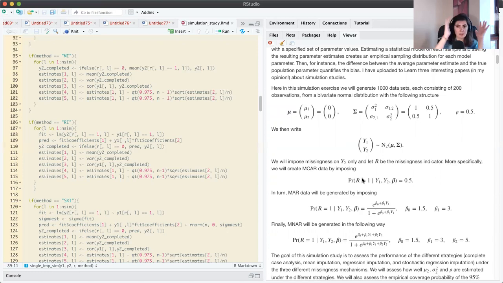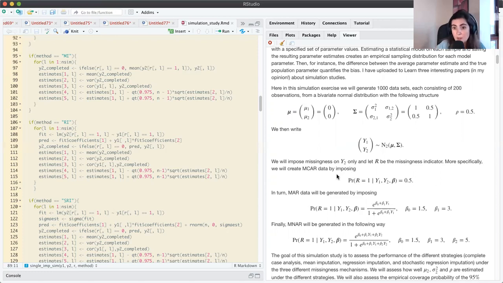Okay, so we generate 1000 datasets, many datasets. For each dataset, we will impose missingness. So we will have an R indicator for each dataset that we have generated, and then we will apply our methods to each dataset as well. And so we will have a bunch of estimates, and at the end, we will collect everything together and look at different quantities or different properties, okay?